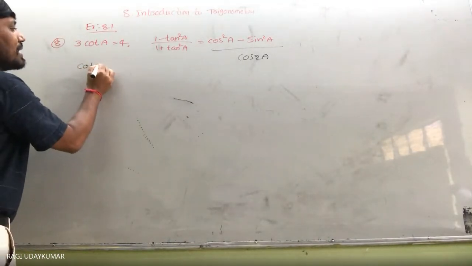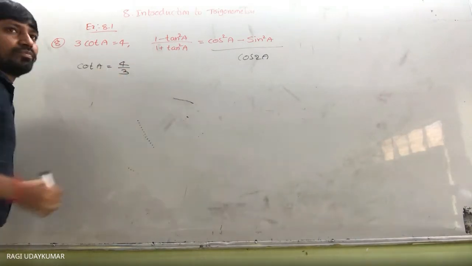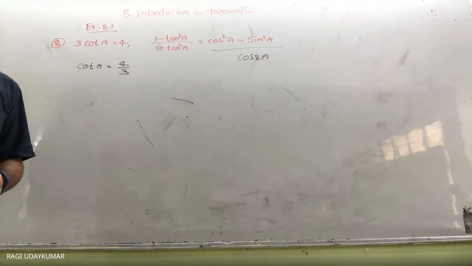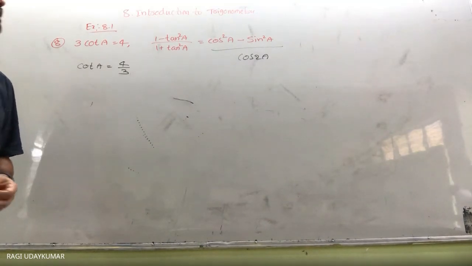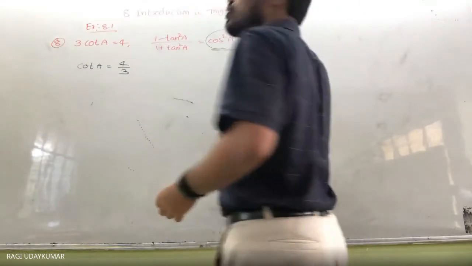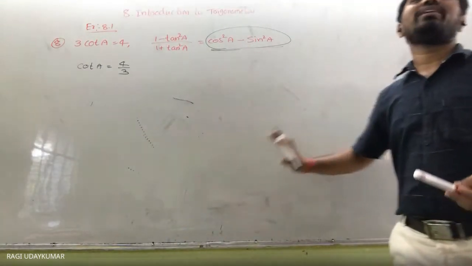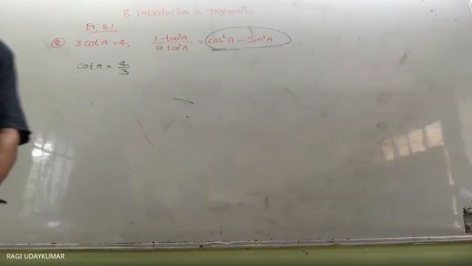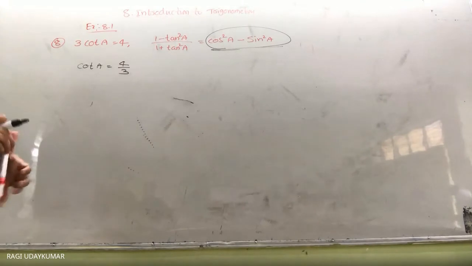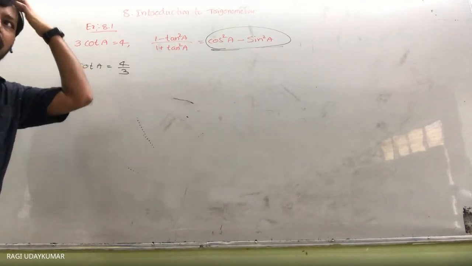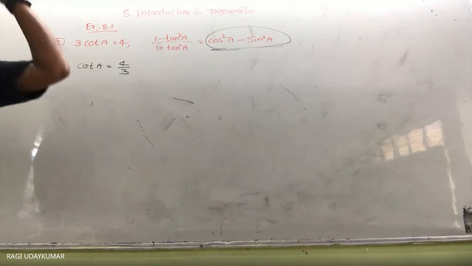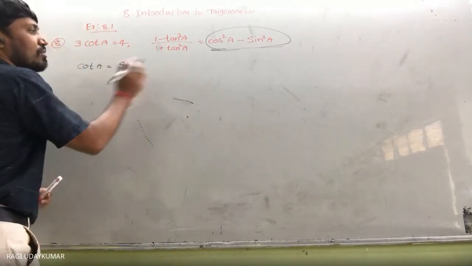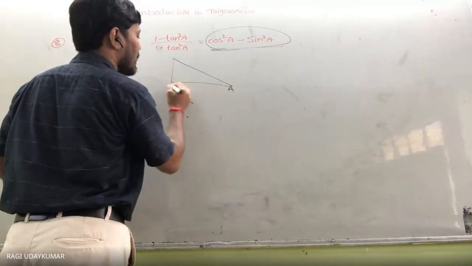From this, cot A is equal to 4 by 3. This triangle. No, this is equal to cos 2A. I'm saying that in 11th class you are going to learn. Okay. That I will explain to you how it comes when you are taking the trigonometric values of different angles, 30 degrees, 40 degrees. At that time I will explain again. So now cot A equal to 4 by 3 is nothing but ABC.